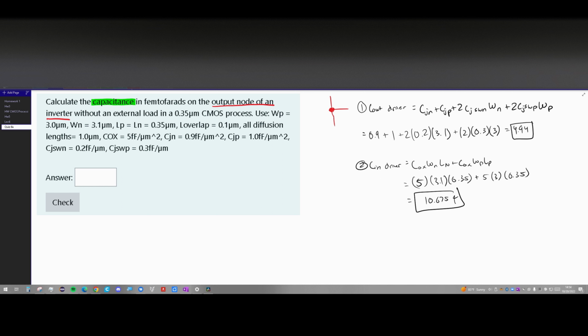So both of these are in femtofarads. It's important to remember we don't need to convert anything. And then step 3 would be to find the C wire, but we don't have it here, so it's just going to be 0. And now we are going to add everything together.